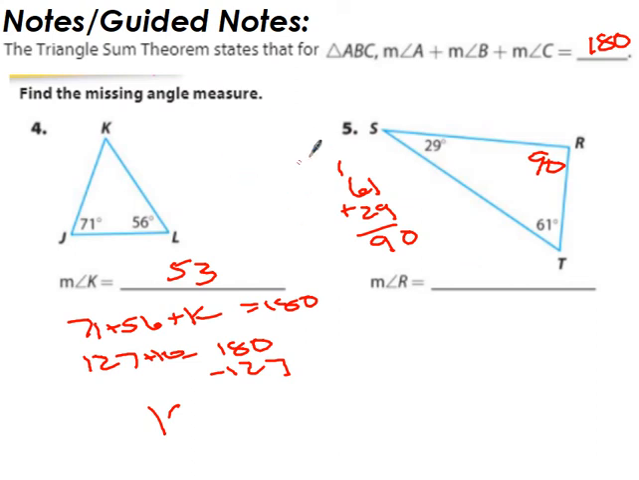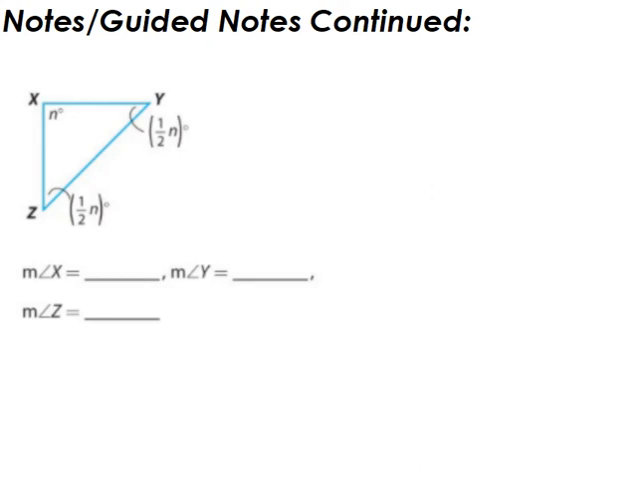Because these add up to 90, that means this has to be 90, because 90 plus 90 equals 180.